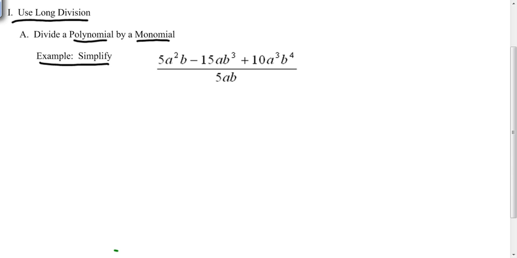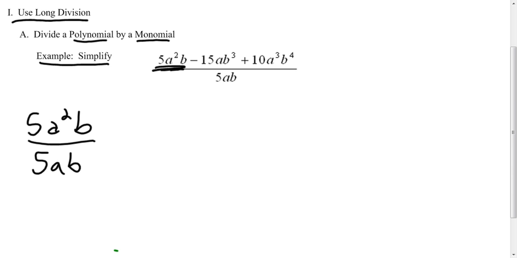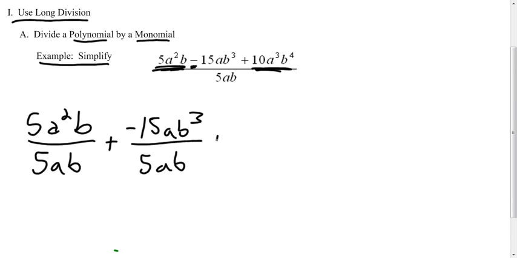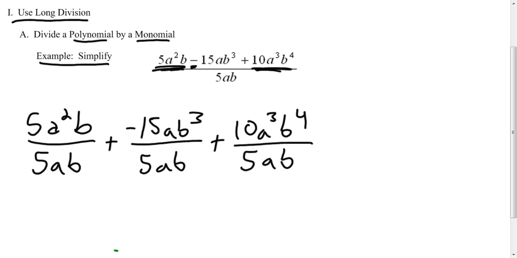So in this case, how that would look is we take our first part, that 5a squared b, and we just have that over our divisor, over the 5ab. Remember, anytime you have minus, that would be like adding the opposite. So we say that's a plus negative 15ab cubed over 5ab. And we'll go to our third part here, plus 10a cubed b to the fourth all over 5ab. So these are the three parts that we are working from.